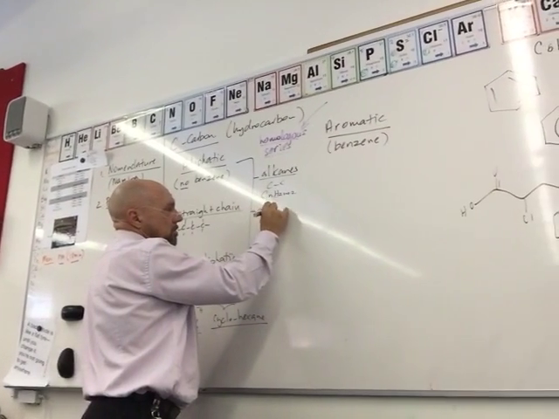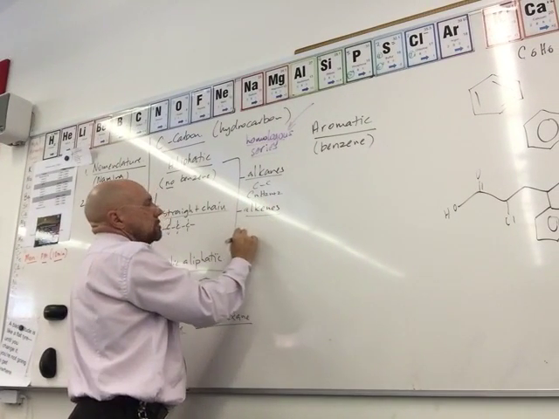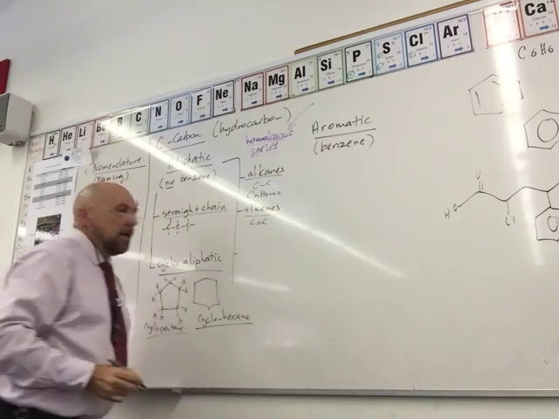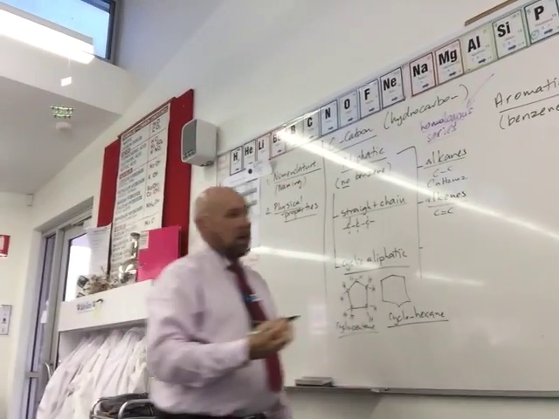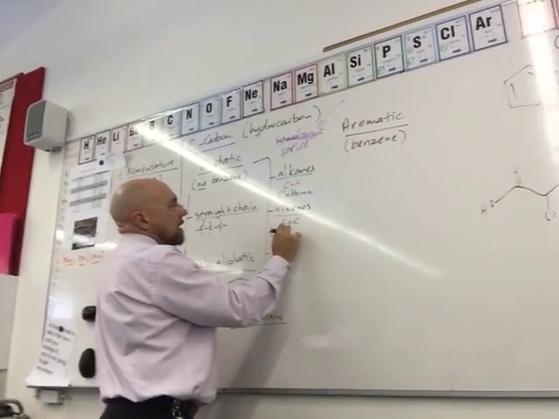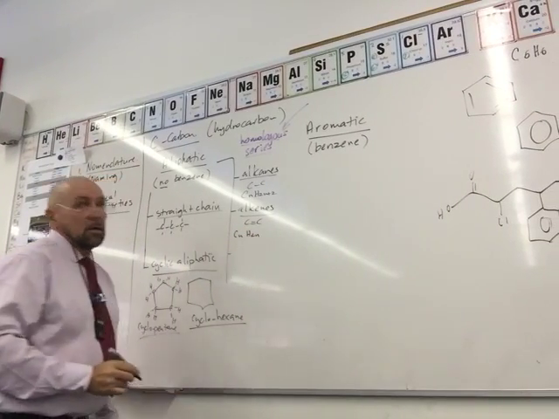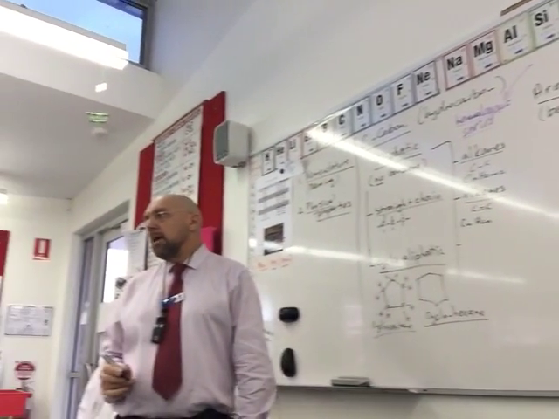Alkenes, we also spoke about last year, and they are characterised by a double bond, and the formula is CnH2n. Right, and again, what's the first member of the alkene series?